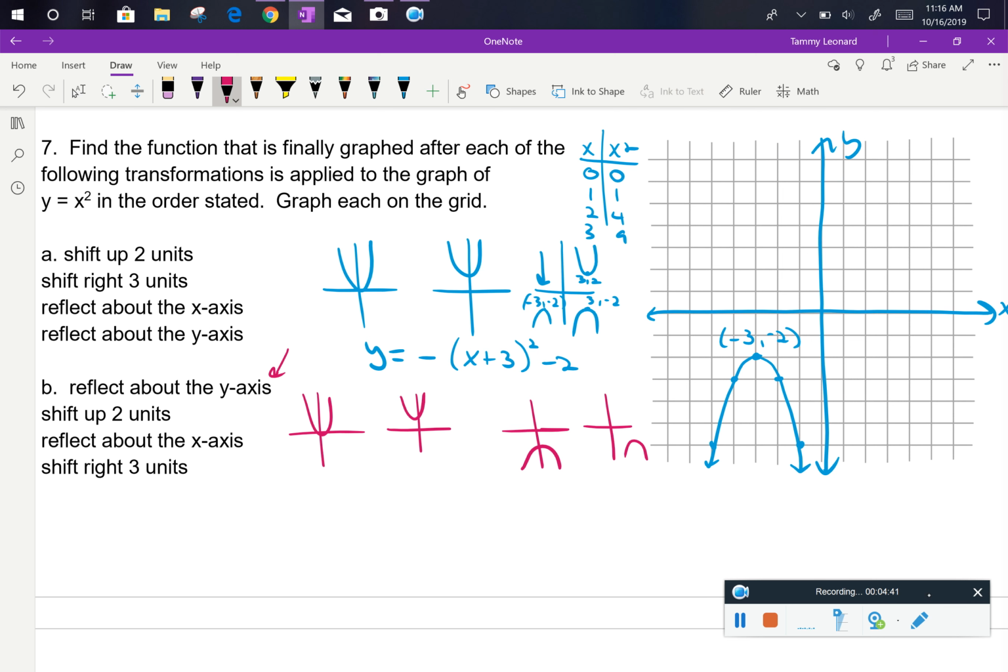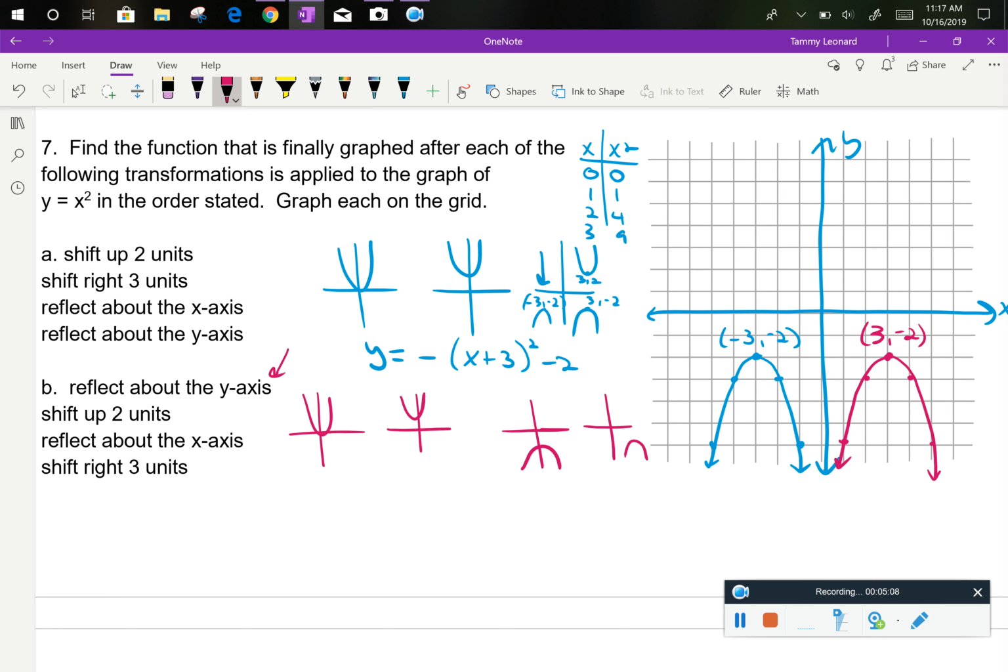3, -2. But it's otherwise the same shape, right? So I can do my over 1, down 1 thing, and then go back to the vertex and go over 2, down 4. So now my vertex is at 3, -2. So that's kind of interesting because we did exactly the same 4 transformations. But because we switched up the order, we ended up with a different graph.